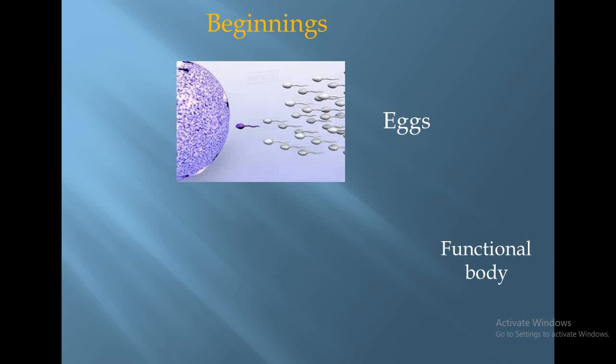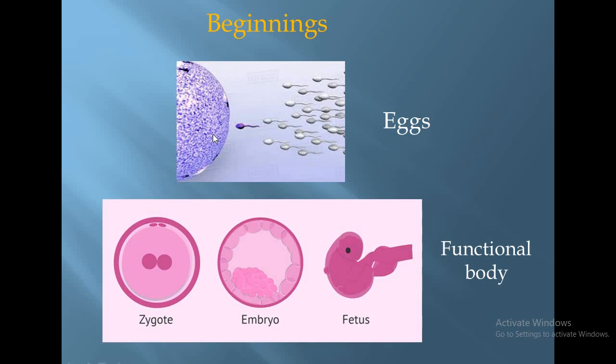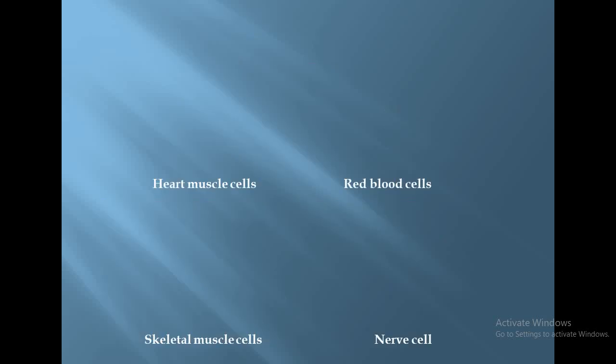Now, the beginning of life. As you probably know, we all begin our lives when a male sperm fertilizes a female egg. A fertilized egg is called a zygote. And the zygote begins to divide and divide and divide until all of our cells are in place and our bodies begin to function. So now we are going to discuss different cell types.